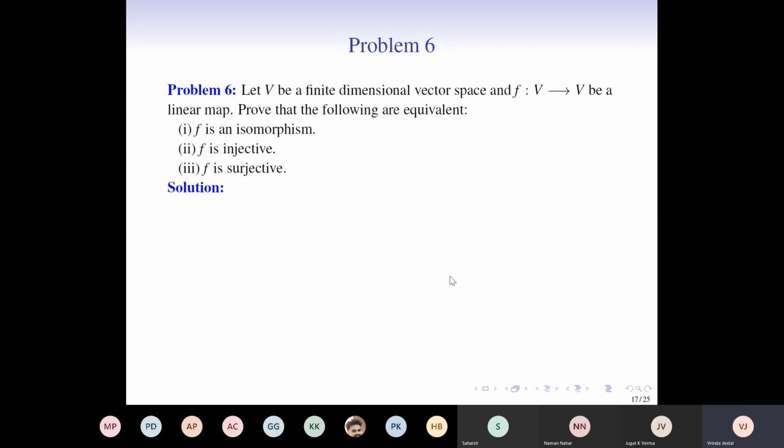So that was question number 5, and again I don't see any doubts, so I'll move on to question number 6. Question number 6 says: let V be a finite dimensional vector space and f from V to V be a linear map. Prove that all these equations are equivalent.